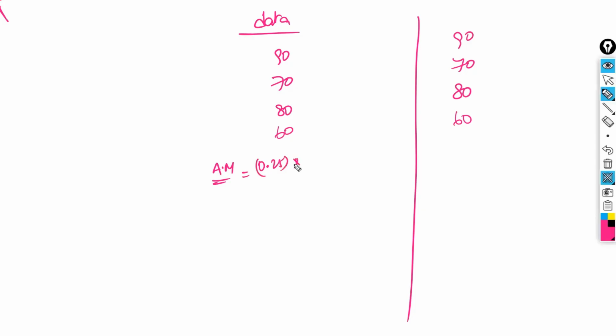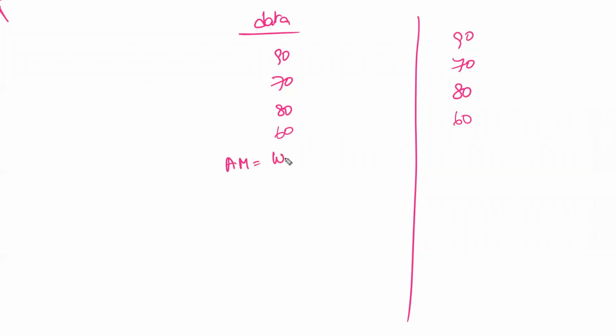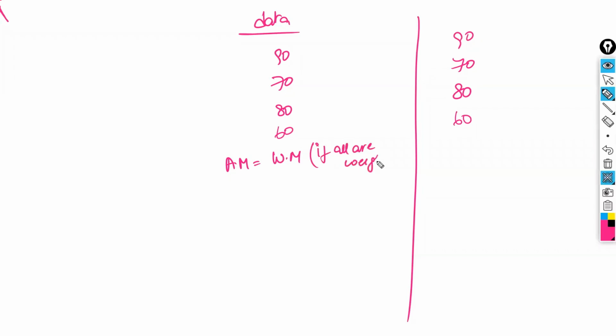0.25 into 90 plus 0.25 into 70. The arithmetic mean is equal to your weighted mean if all weights are equal. If all weights are equal, then there is no difference between both of them. Both are one and the same. If you calculate 90 plus 70 plus 80 plus 60 divided by 4, you get 160, 240, 300 divided by 4, which is 75. You are going to get 75, right?